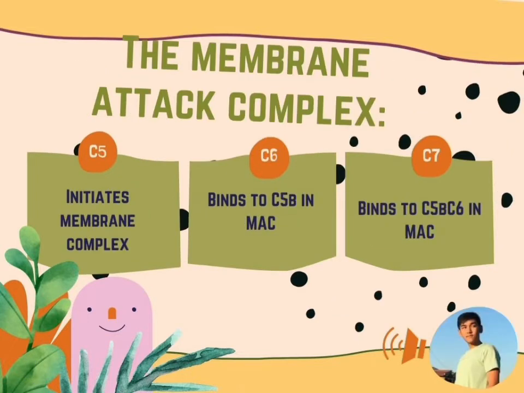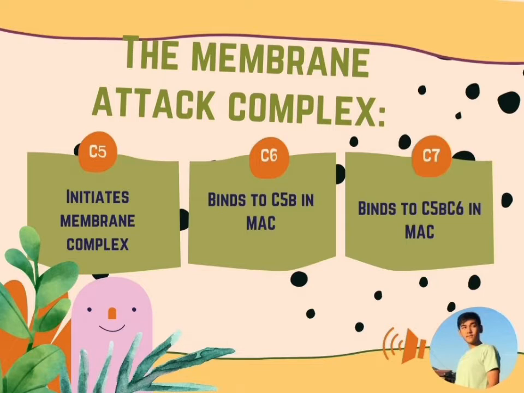For the serum protein C5, its function is to initiate the membrane attack complex. C5 consists of two polypeptide chains, alpha and beta, linked by disulfide bonds. It is split by C5 convertase into C5a and C5b. The C5b attaches to the cell membrane of the target cell to initiate the formation of the membrane attack complex.